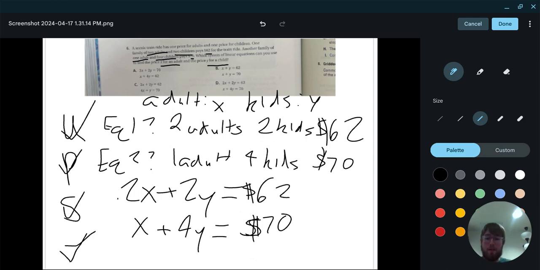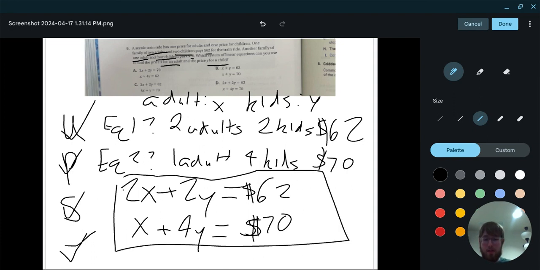Now we just have to figure out what letter this answer corresponds to. 2x plus 2y equals 70. We know that's not right. x plus y equals 62. We know that's definitely not right. We don't have any 2's in that first equation. 2x plus 2y equals 62. That one might be right, so I'm going to star C. We can come back to that one. 2x plus 2y equals 62. Again, that one might be right. So now we're down to C and D.